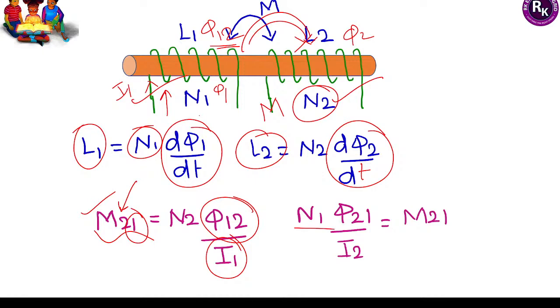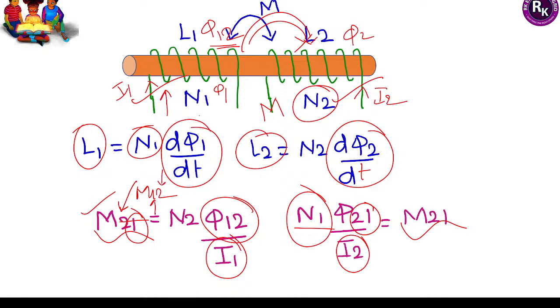Similarly, if I am passing the current I2 in the second coil, the second coil current and the flux that is traveling from coil 2 to coil 1 will be generating the inductance in coil 1, with number of turns N1. So there we are generating the mutual inductance. Actually, in this formula, here we are defining M12, mutual inductance in coil 2 because of coil 1. Here, this is M21, mutual inductance in coil 1 because of coil 2. That is M21, that is M12.